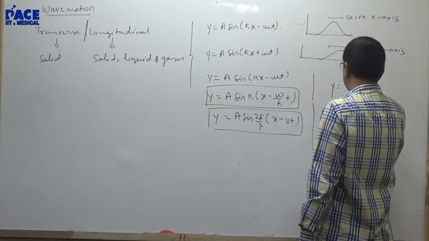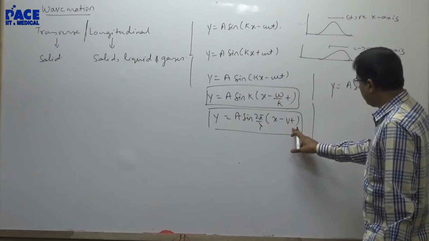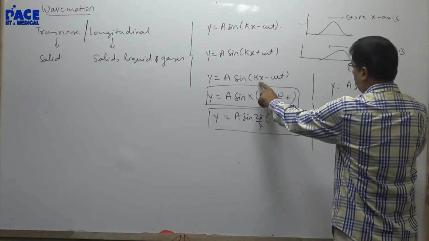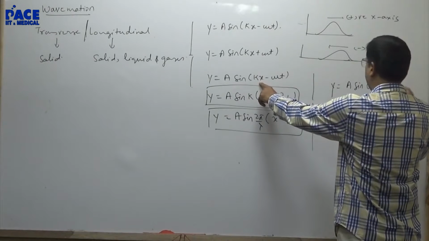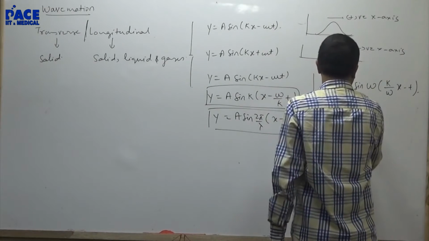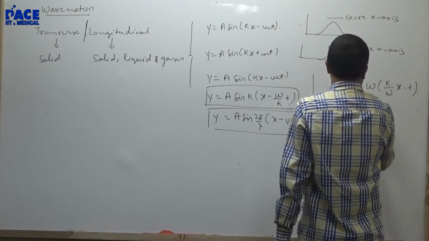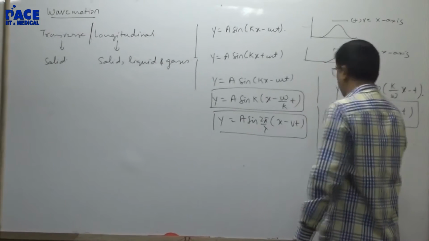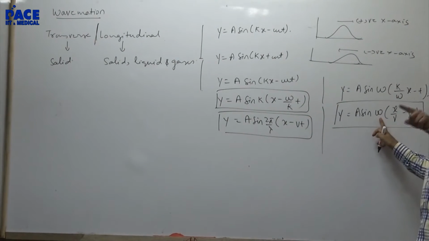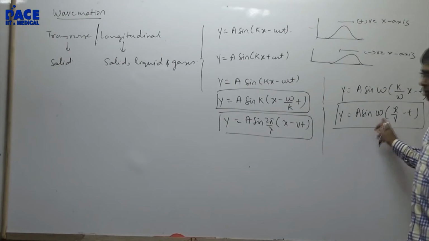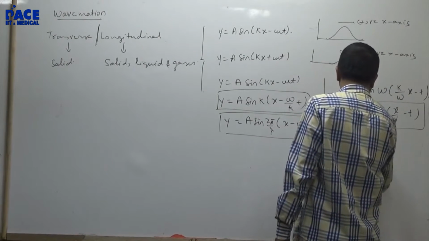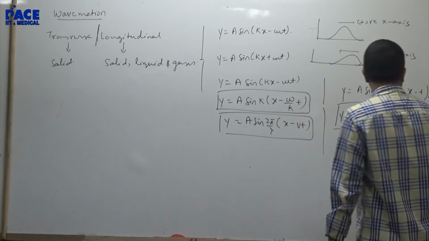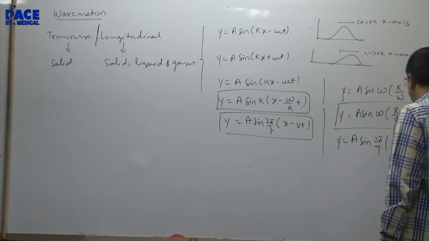Y is equal to a sin omega (x by v minus t). This is also one more form of the equation. Omega can also be written as 2 pi by T. You will have to remember all these forms: x by v minus t.